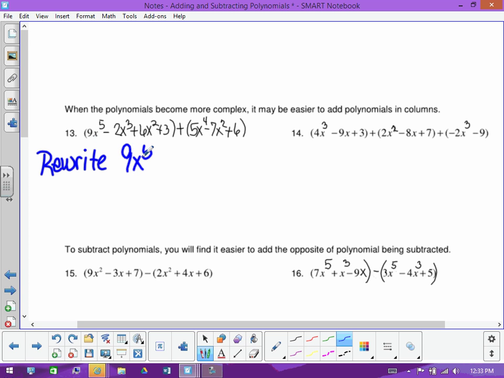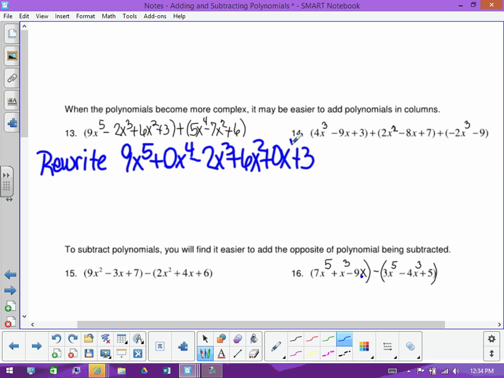9x to the 5th, and then I don't have an x to the 4th term, so I'm just going to make it 0. Minus 2x to the 3rd, plus 6x squared, plus 0x, plus 3. I guess this will be really helpful when you get to maybe some that are really mixed up. So now I have 5, 4, 3, 2. If I needed to write it 1, okay, I've got every term. There's no one there, multiply to the 0.